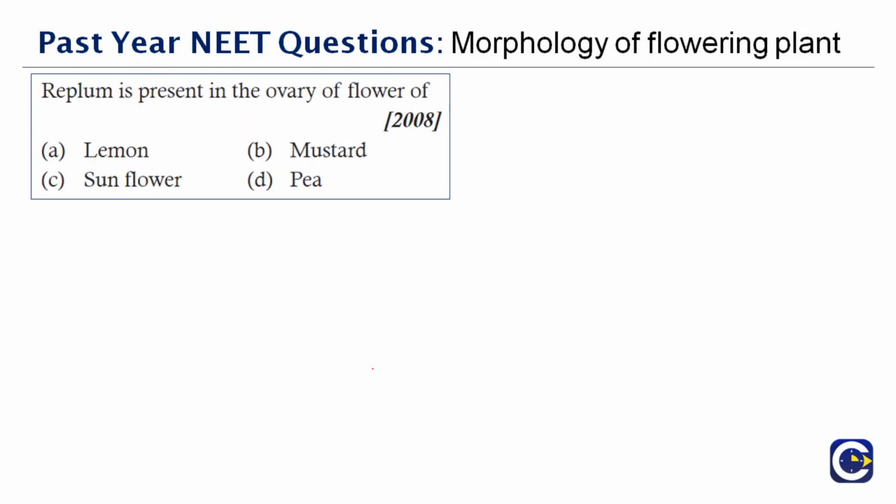Next question here. Replum is present in the ovary of the flower of dash. So what do you mean by replum?